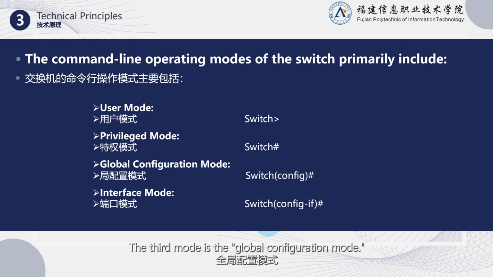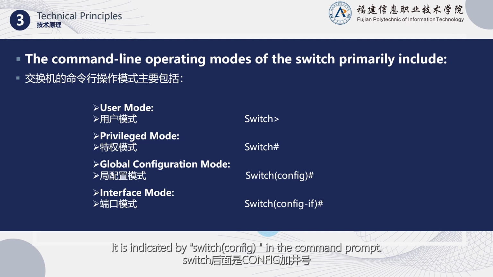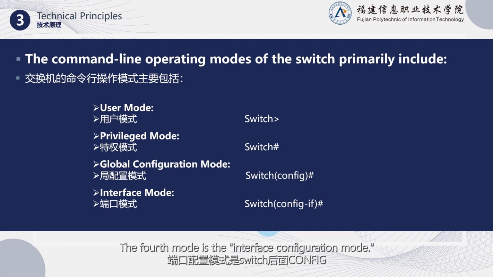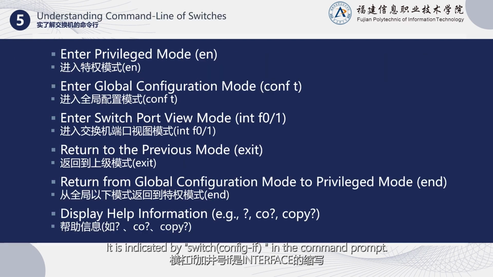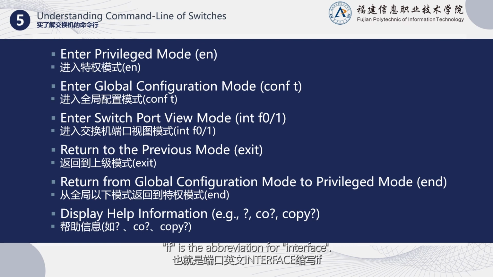The third mode is the global configuration mode. It is indicated by switch (config)# in the command prompt. The fourth mode is the interface configuration mode. It is indicated by switch (config-if)# in the command prompt. If is the abbreviation for interface.